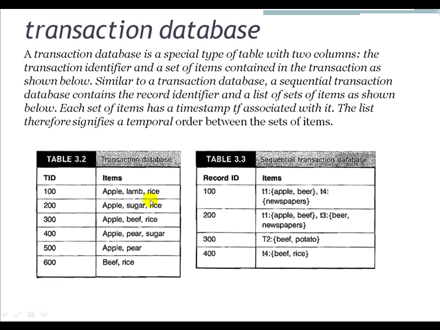Similar to a transaction database, similar to this, is what's called a sequential transaction database. It contains the record identifier and a list of sets of items, as shown below. Each set of items has a timestamp associated with it. The list therefore signifies a temporal order between the sets of items. So here we have T1, time 2, T1, T3, and so on.